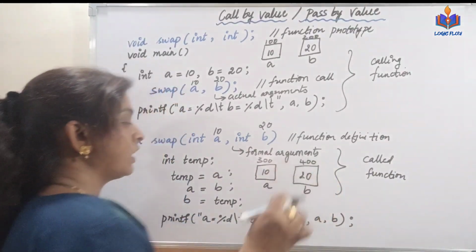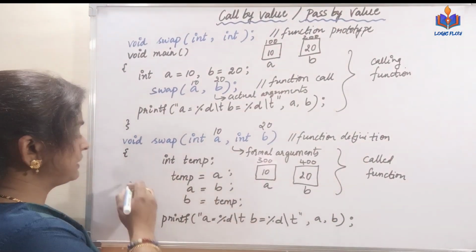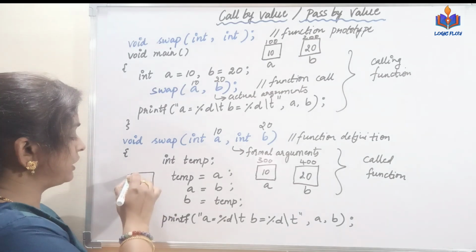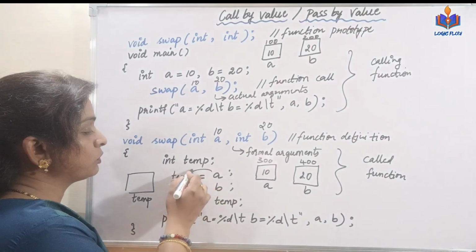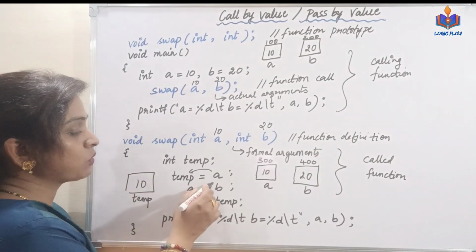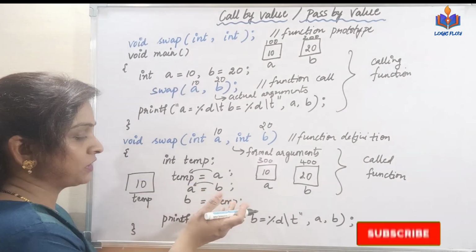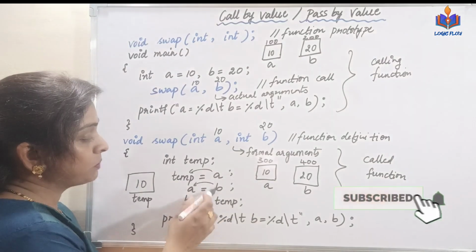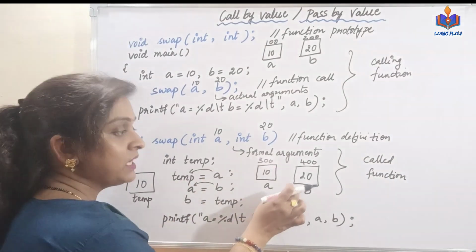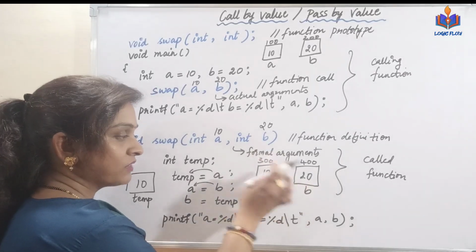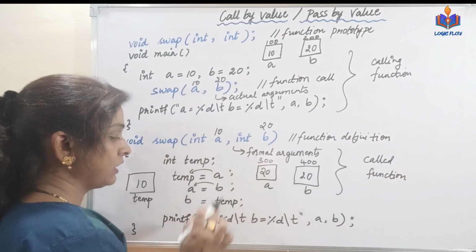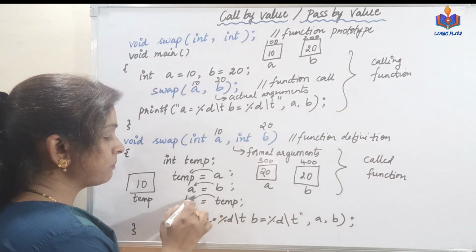Now a local variable temp is used so that I can do the swapping of these two values. I store the value of A in temp, a copy of A in temp, so it is 10. Then store the value of B in A. The assignment operator, how it works, you all know. Whatever value I have in B, a copy of that will be stored in A. So now A becomes 20. Then whatever value I have in temp, I am storing it in B.